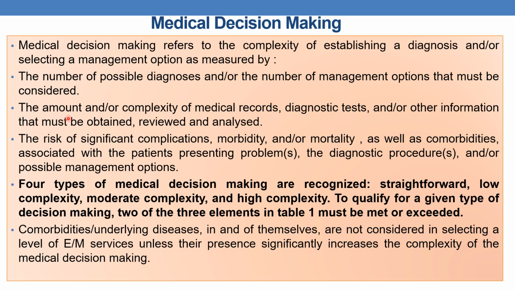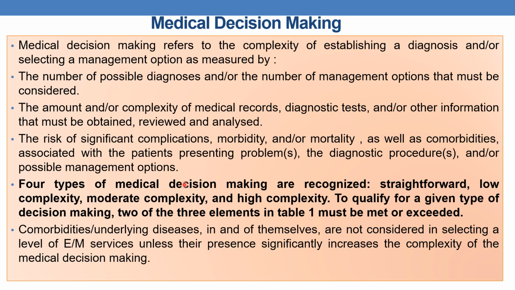The second key factor is amount and complexity of data. Amount and complexity of medical records, diagnostic tests and or other information that must be obtained, reviewed and analyzed. Third is risk of significant morbidity and mortality. The risk of significant complications, morbidity and mortality as well as comorbidities associated with the patient's presenting problem, diagnostic procedure and possible management options. So what are the key elements of MDM? The first one is number of possible diagnoses. The second is amount and complexity of data. Third is risk of morbidity and mortality.